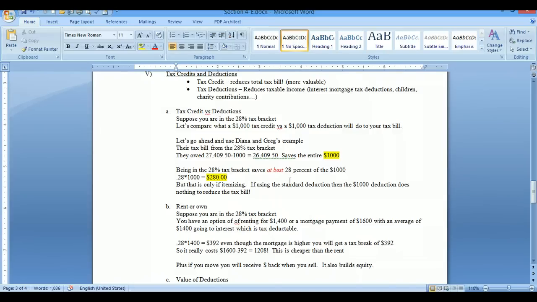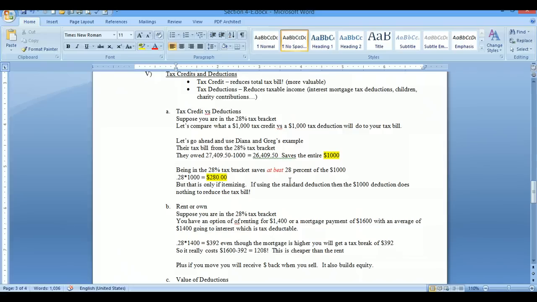Rent or own. Suppose that you're in the 28% tax bracket and you have the option of renting for $1,400, or you could have a mortgage payment of $1,600 with an average of $1,400 of that going towards your mortgage interest, which is tax deductible. So the government would like you to go ahead and get a mortgage so that you can pay interest and keep the economy going. But it is actually to your advantage. Let's go ahead and look at it.